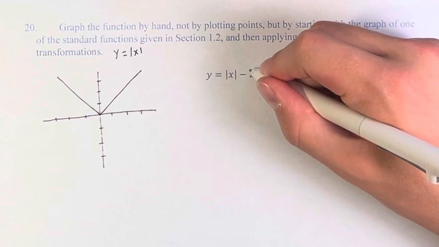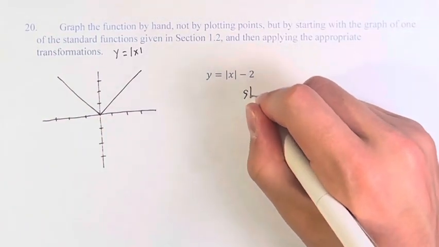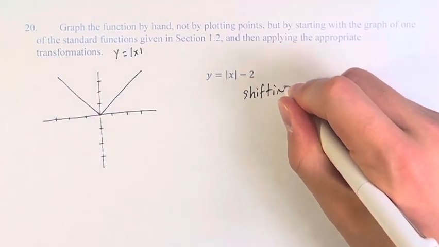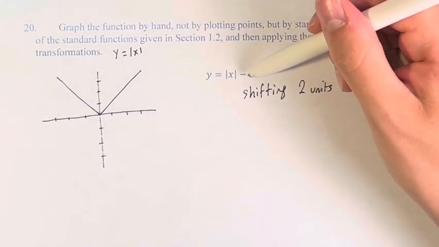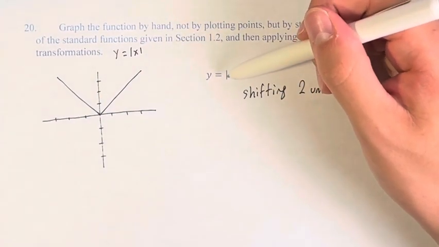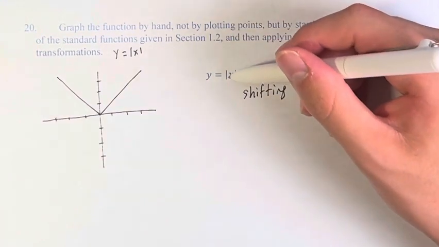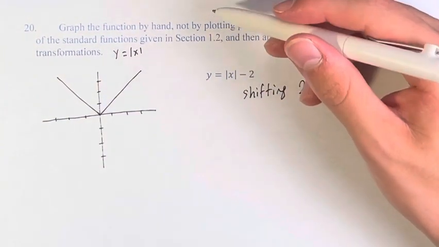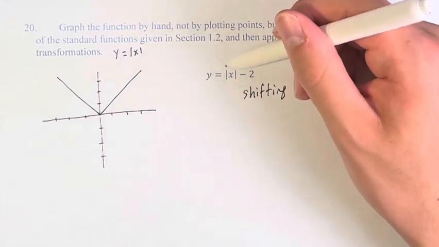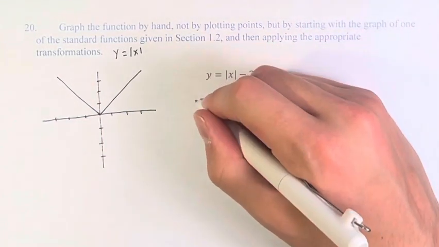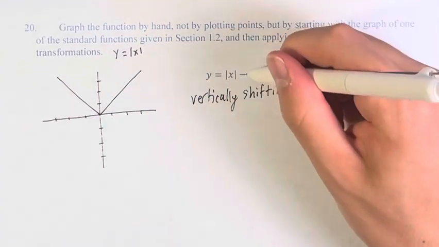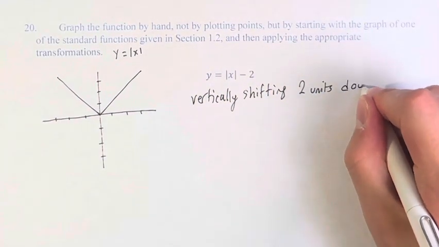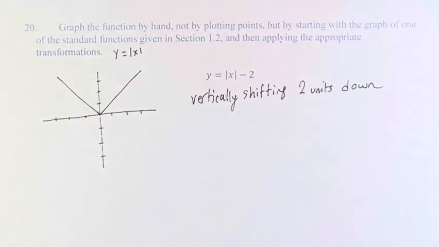So this subtraction of 2 means that we are shifting 2 units. Since the 2 is coming outside of the actual function, it's not contained within the absolute value, it's not the absolute value of x minus 2, we take the absolute value of x and then we subtract 2. This means we are vertically shifting. And it's negative, so that is going to be down. This is the only transformation we have to do.